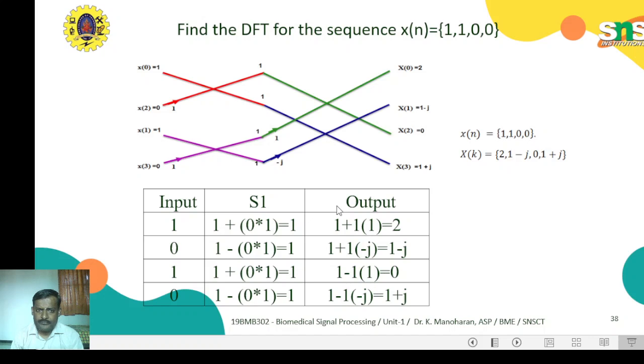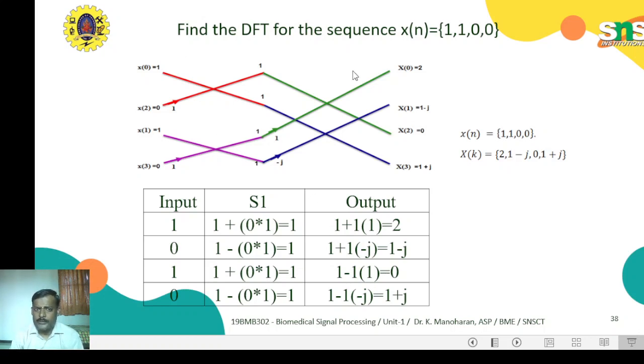Look at this. We are taking a problem: find the DFT of the sequence x of n equal to 1, 1, 0, 0. We can do this DFT using the normal method, or here we are going to use decimation in time. If they mention using the DIT algorithm, we need to use only this method. If they have not mentioned any method, you can use any method.